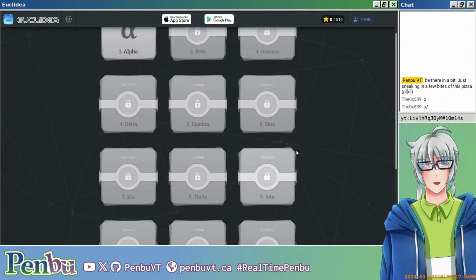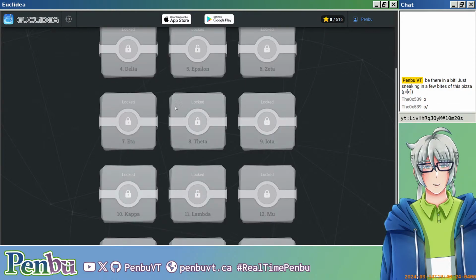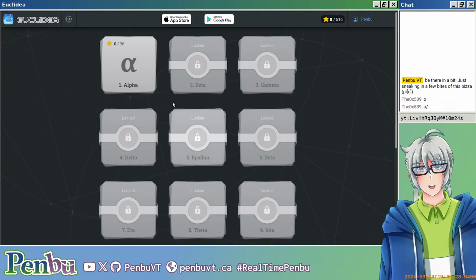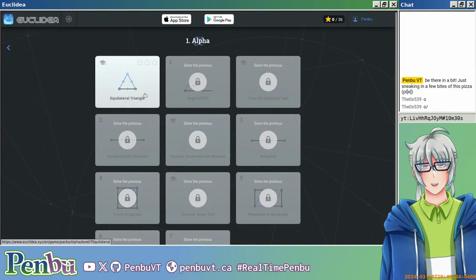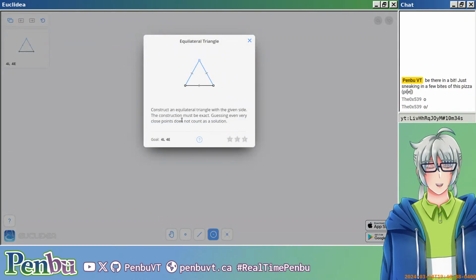So we have all these Greek letter levels. I think I managed to get all the way to somewhere down here, maybe with a little bit of help back in the day. We'll see how far we get this time. But the first one is pretty easy. I have an equilateral triangle. I'm going to make this a little bit bigger too.